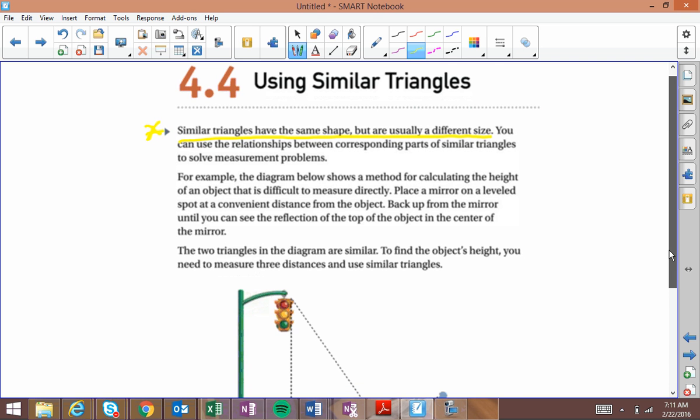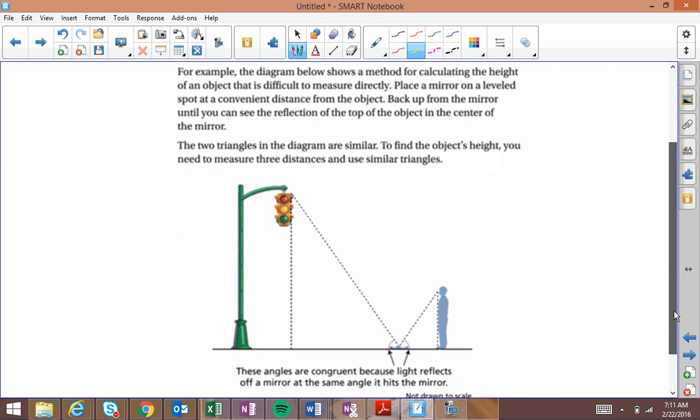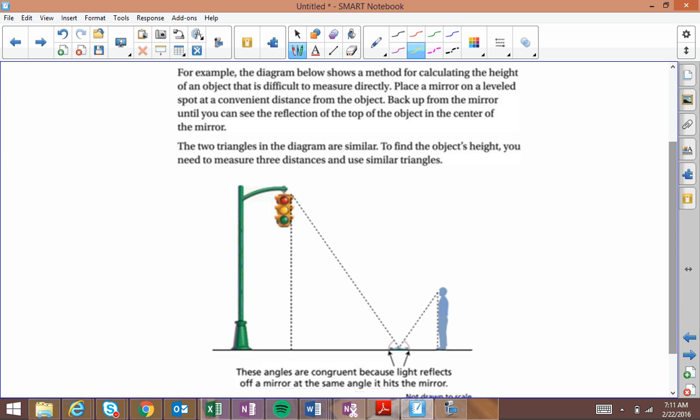So, for example, the diagram below shows a method for calculating the height of an object that is difficult to measure directly. If we place a mirror on a level spot at a convenient distance from the object, and back up from the mirror until you can see the reflection at the top of the center of the mirror, the two triangles in the diagram are similar. We can find the object's height using these similar triangles.